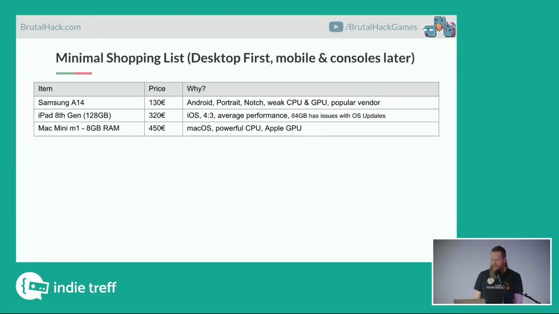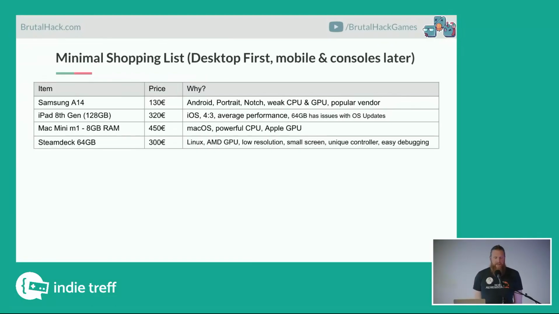So that's another platform. Then we have the Steam Deck. For 300 euros, I recommend getting the very smallest one because the SD cards, they have super loading times. I don't notice any difference between internal storage and SD cards. It gives you the second desktop operating system, Linux. You have an AMD GPU, so now you have Apple and AMD. You have a low resolution, a small screen, a unique controller, and oh my god, is debugging easy on this machine.